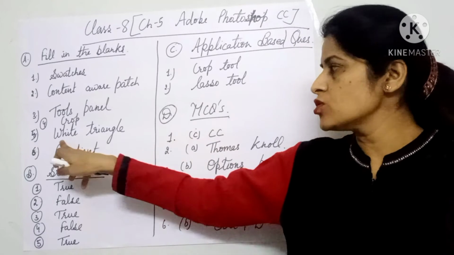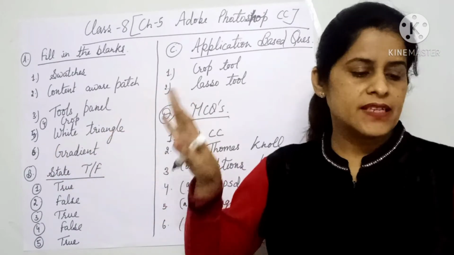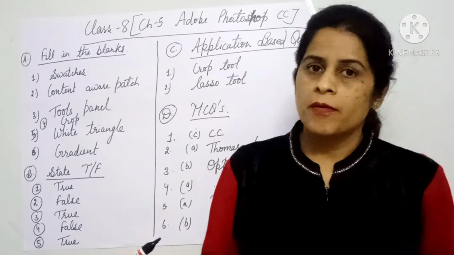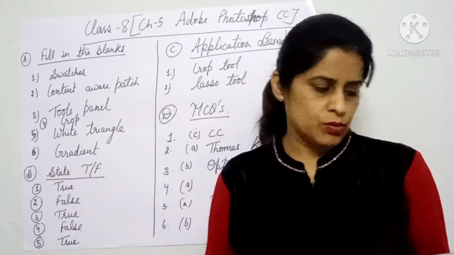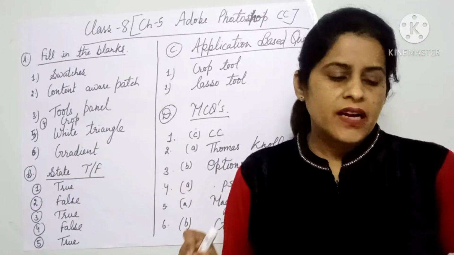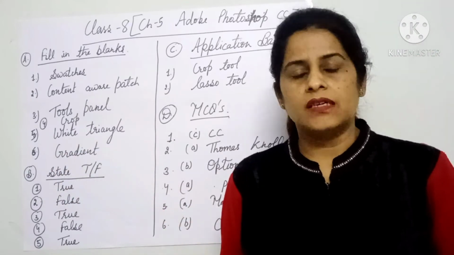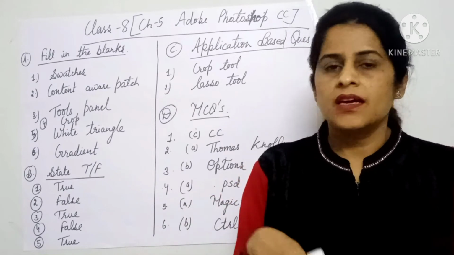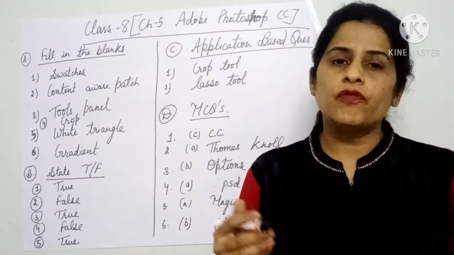So which that is known as the white triangle, that is at the bottom of the right corner, and when you are clicking this, it will show many more tools related to that tool. Next is the gradient tool, which creates a blend of two or more colors. If you want to blend two or more colors within one color, then which tool will you use? That we will use the gradient tool.